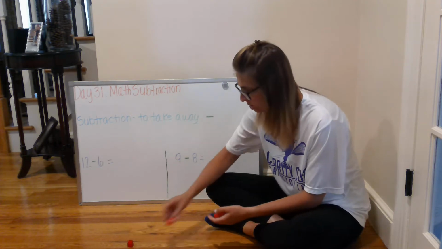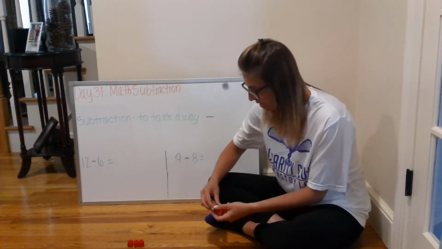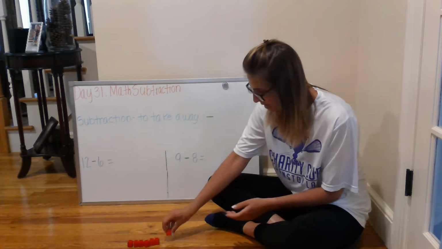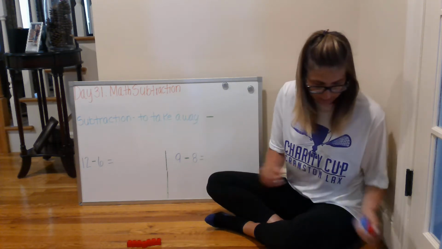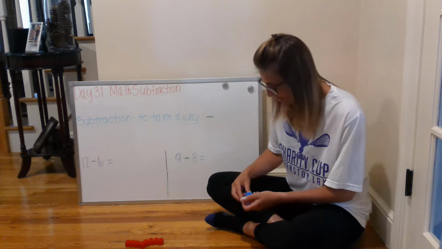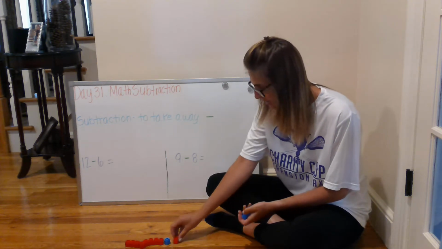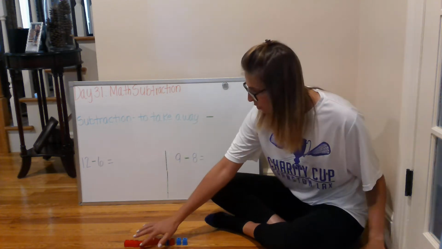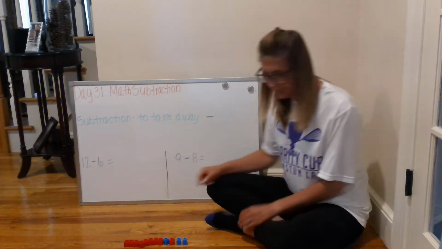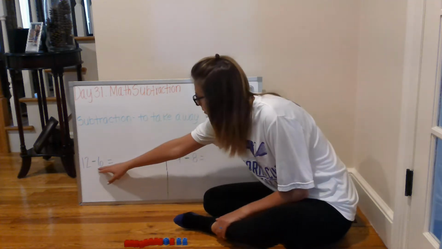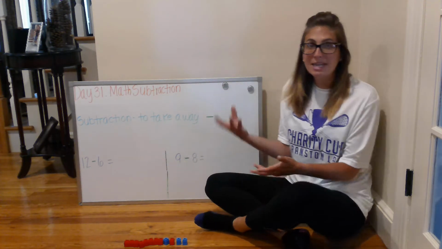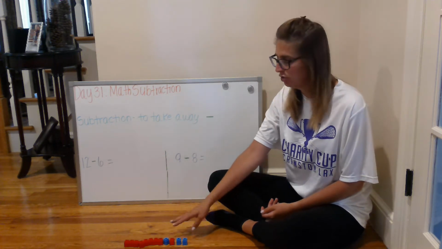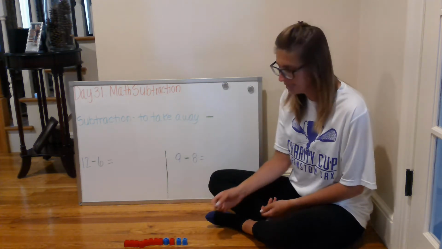So I have 1, 2, 3, 4, 5, 6, 7, 8, 9, 10, 11, 12. So I have 12 counters, minus 6. My second number in my problem tells me how many counters I need to take away. So I have to take away 6 counters from my group of 12. So I'm going to take away 6 counters.